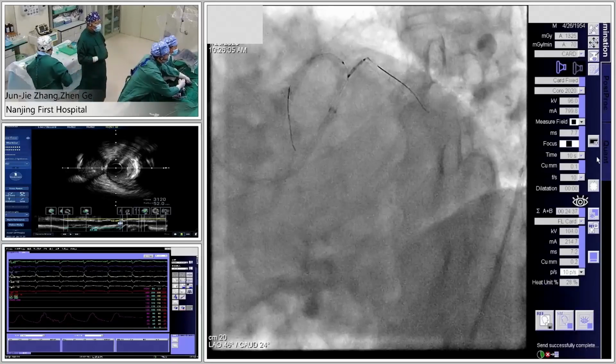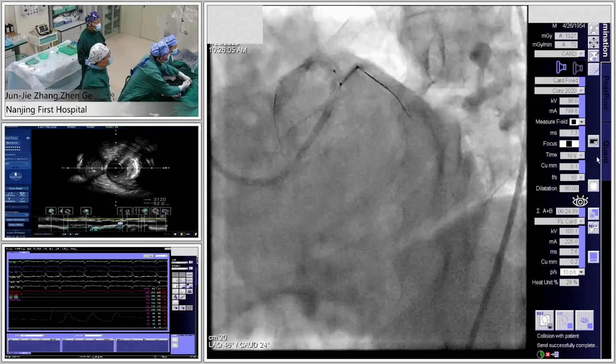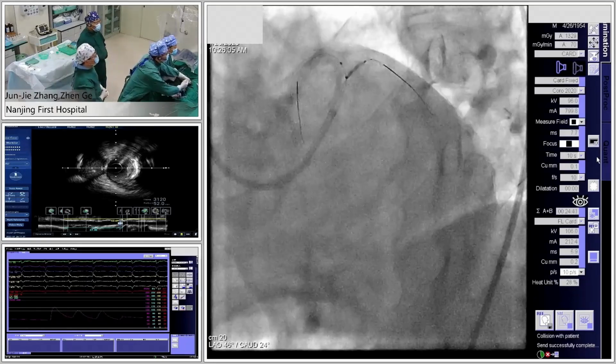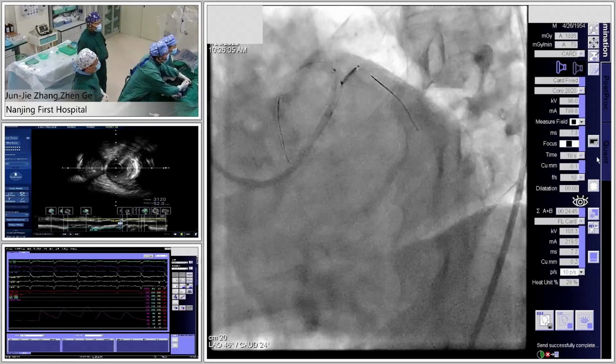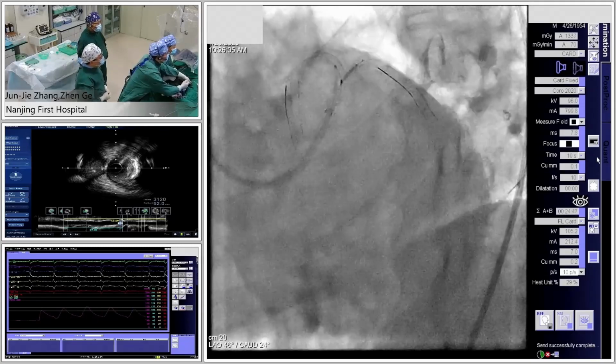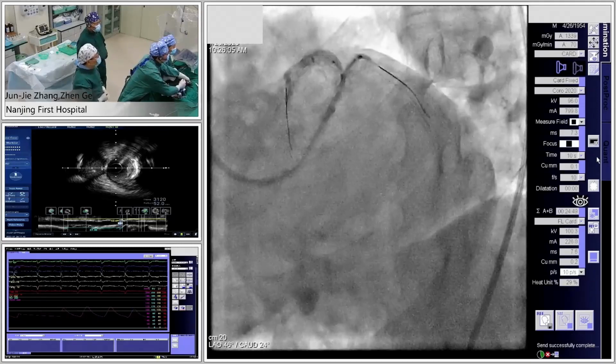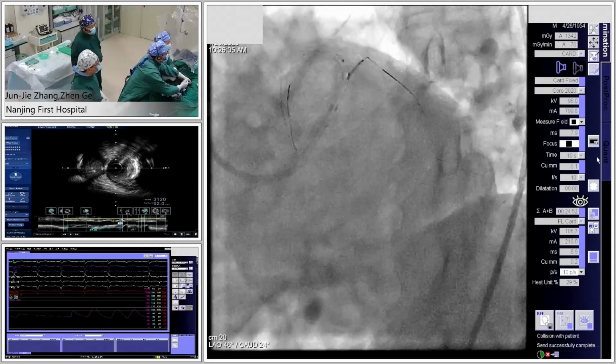So you can see, I think more proximal. What do you think? Okay, I think so. This is the only view we can see the bifurcation clearly. We can take a picture. What do you think?